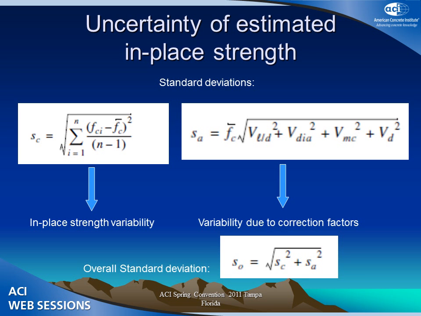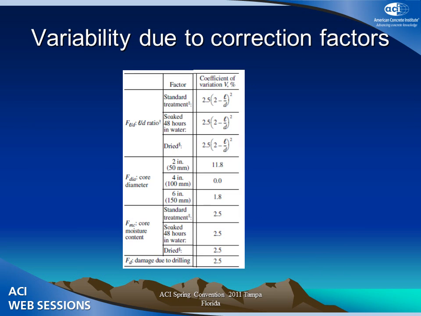Mike talked about these uncertainty factors. We did go through and calculate those using the tables in the document. Variability, these are the coefficients of variation that go in that previous equation, and they're just related to the numbers that you chose to arrive at your original correction factors.